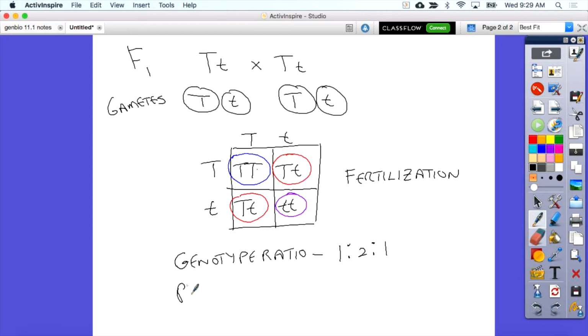The phenotype ratio then, if I can get this pen to work, phenotype ratio, physical, what does it look like? We have 3 to 1. We have, let me mark this with a color, tall plant, tall plant, tall plant, 3 of those, and 1 short plant. So our phenotype ratio is 3 to 1.